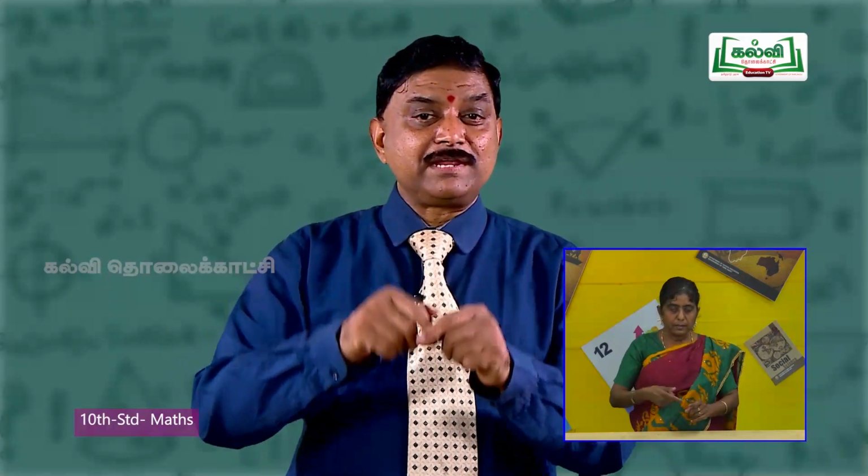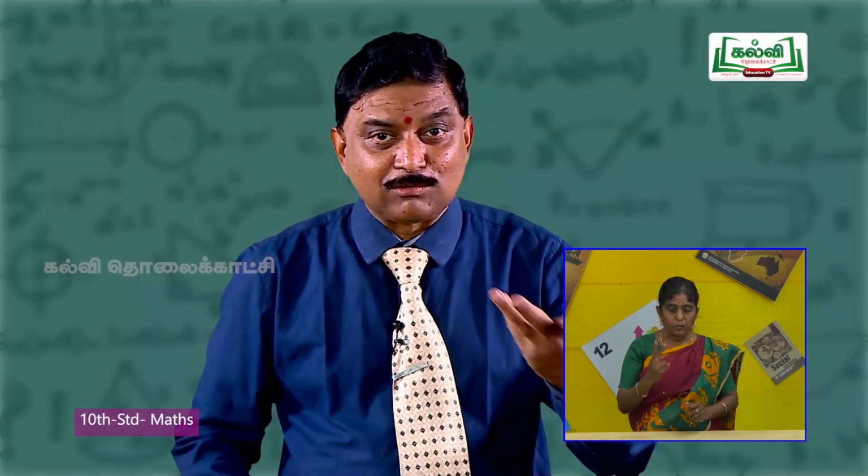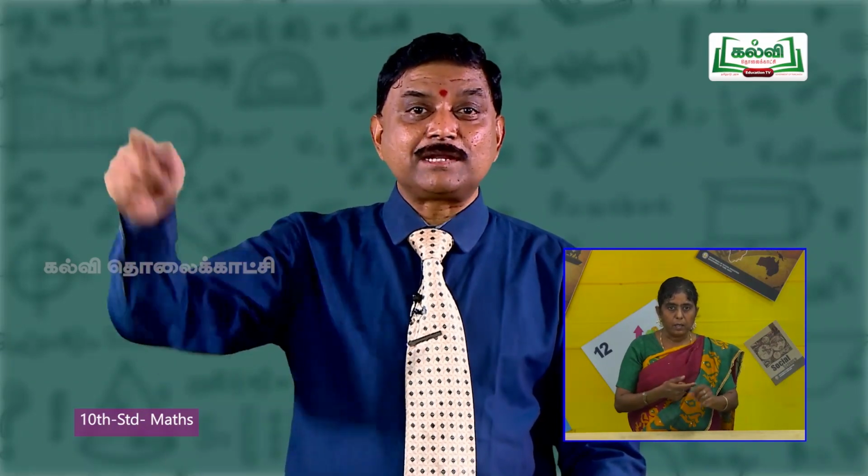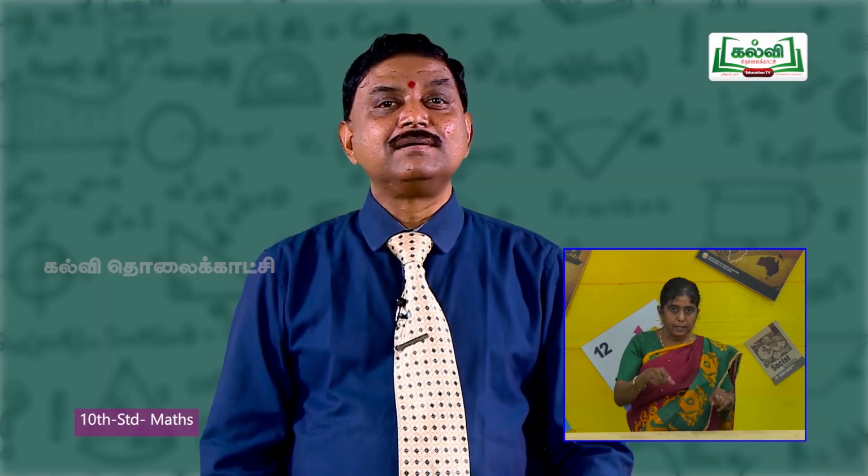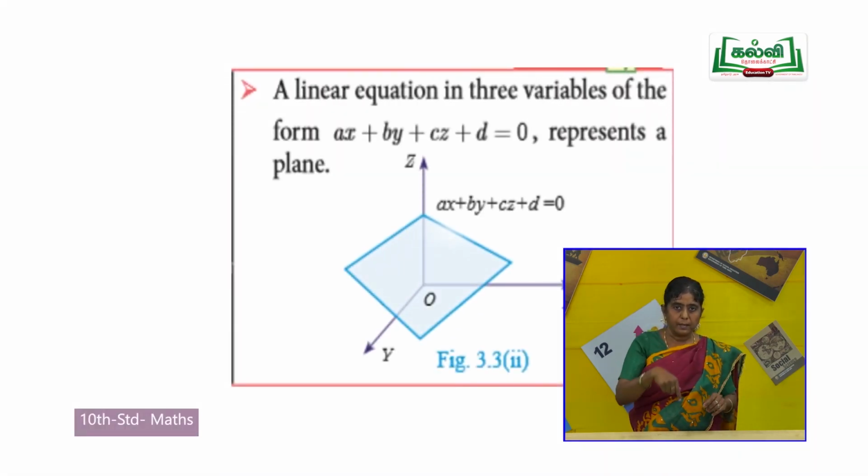So here, how many variables are used? Only two variables are used, x and y. So it represents only a straight line in the xy plane. Then let's see about three variables. It should represent a plane, as you can see in the diagram. Ax plus by plus cz plus d equal to 0 is a plane.